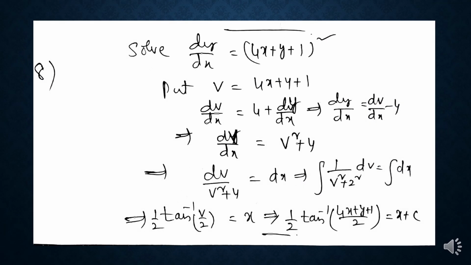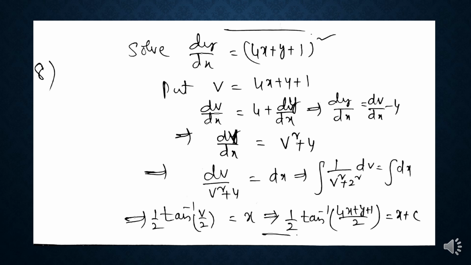Next problem. Solve dy by dx is equal to 4x plus y plus 1 whole square. To solve this, transform it into the variable form. Substitute some other variable, v is equal to 4x plus y plus 1. Now differentiating with respect to x on both sides, dv by dx is equal to d by dx of 4x plus y plus 1, that is 4 plus dy by dx, that is dy by dx is equal to dv by dx minus 4.